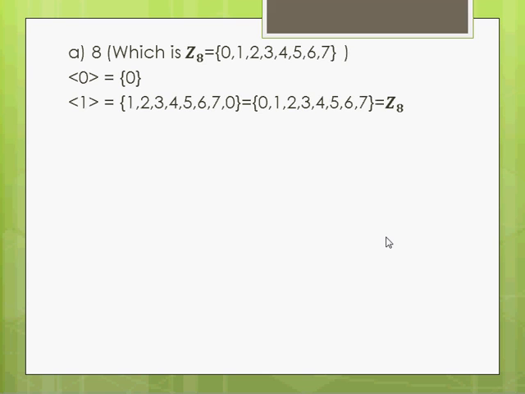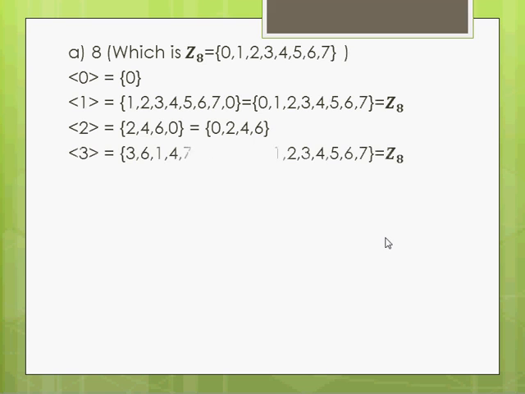So 1 is a generator for Z8. Let's look at 2. 2, 4, 6, and 0. You can see that it doesn't generate Z8 because there are missing numbers. It only has the evens of Z8. 3, 6, the next one's 9, which is 1 mod 8. Then 4, 7, the next one's 10, which is 2 mod 8. Then 5, and finally 8, which is 0 mod 8. You put those in order, and you see that actually it's Z8. So 3 is a generator for Z8. So far we've found 2 generators for Z8.